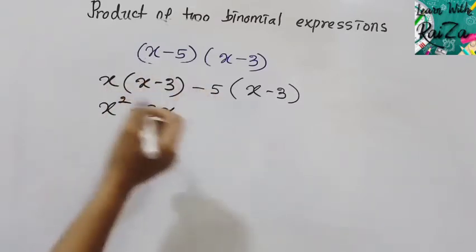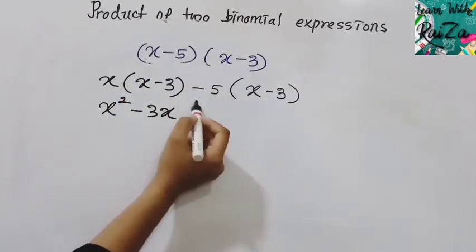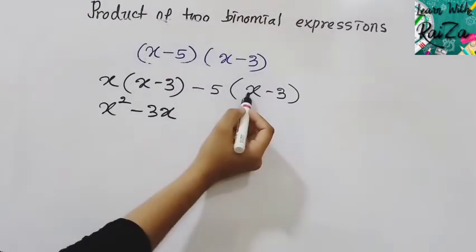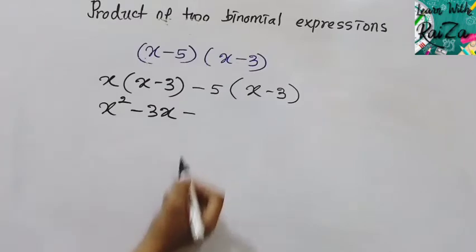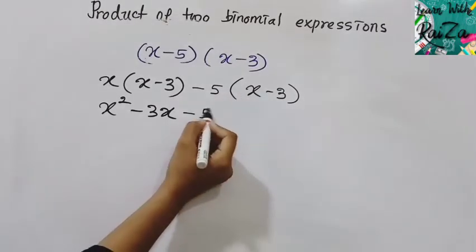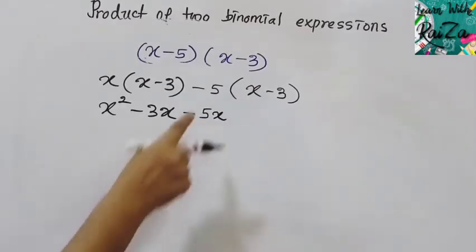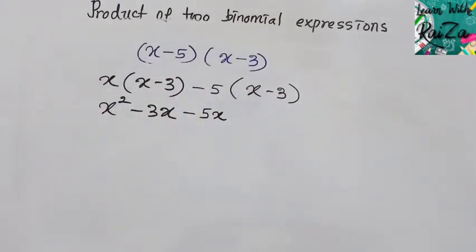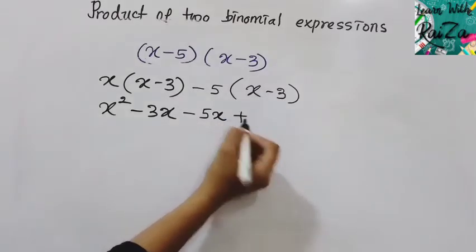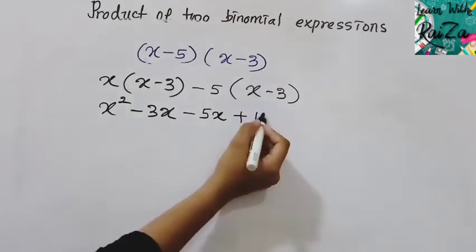Now here, minus 5 multiplied by x. So x is a positive one. Positive into negative will be negative. 5 times x will be 5x. Clear? Now 5 times 3, but both are negative. So when you multiply two negative values, that will become positive, and 5 times 3 is 15.